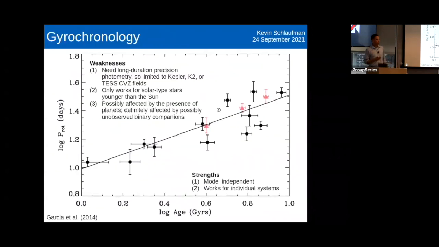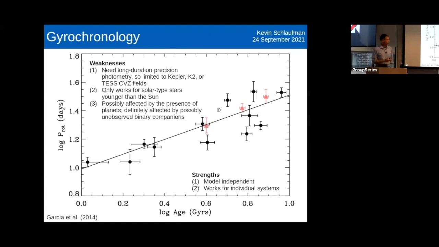Another very popular technique, in which Ruth Angus at AMNH, also a member of the CCA community, is a leader, is gyrochronology. I mentioned that the root cause of this chromospheric age-activity relation is that the star is slowing down with time. We can now measure that more directly. This diagram has log age in gigayears on the x-axis and the log rotation period of the star on the y-axis. This dot right here is the sun. As stars age, they slow down until they get to the age of the sun, at which point it's less clear exactly what's going on.